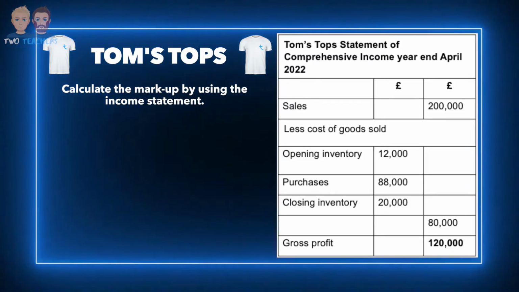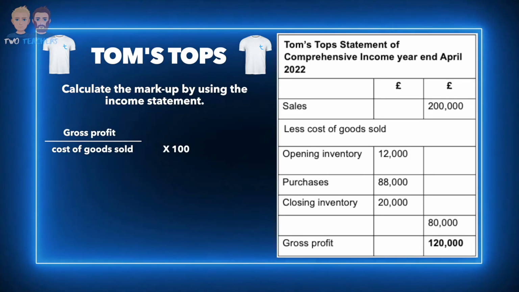First, we should write out the formula in words for calculating markup. This is gross profit divided by cost of goods sold times 100. Next, let's find these on the income statement and put that formula into numbers.